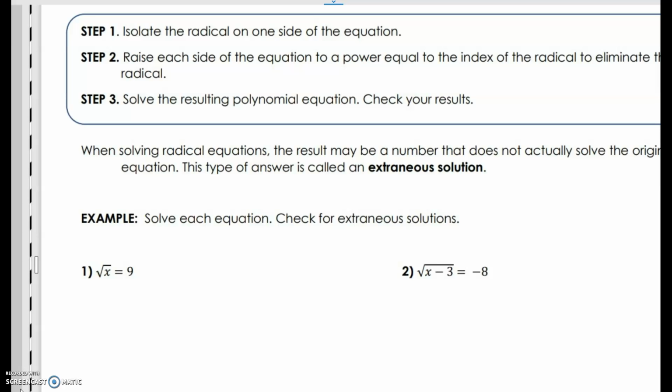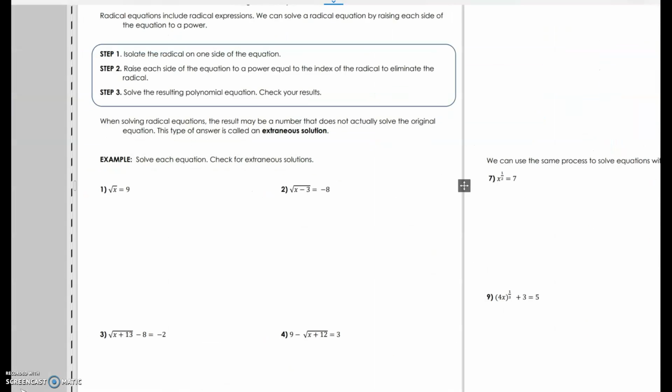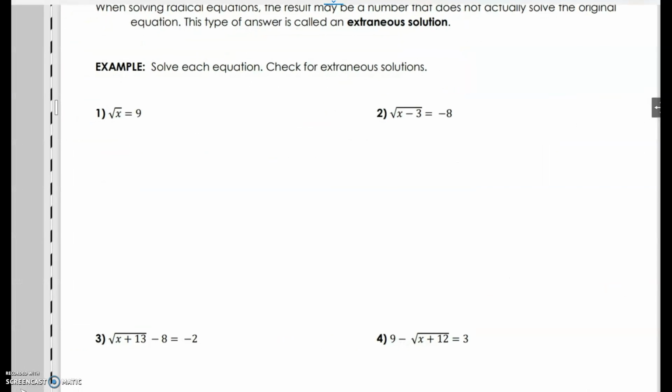Alright, so let's go ahead and get into this. In this video, we're going to go over questions 1 through 6 in your packet from this last section. So number 1, first check: is the square root isolated? Looking at it, you can see that the square root of x is by itself on the left hand side, so it is isolated. So now we can move on to step 2. We want to raise both sides to the same power, and since our index is a 2, with this being a square root, I'm going to raise both sides to the second power.